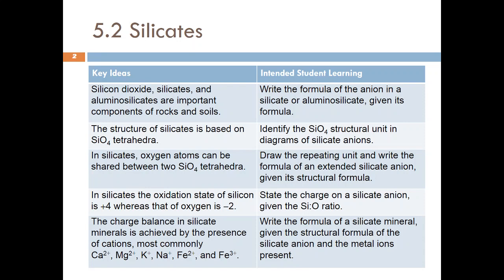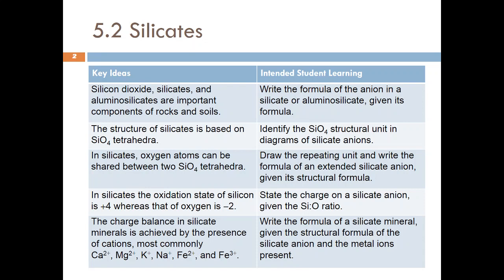Third one, draw the repeating unit and write the formula for an extended silicate anion, given its structural formula. As long as you can use square brackets to identify the repeating unit, should be all good. State the charge on a silicate anion given the Si to O ratio. The oxygen is always -2, silicon is +4 in silicates. So as long as you count oxygens which still have charges, that's done.